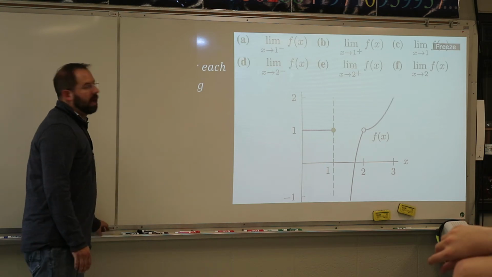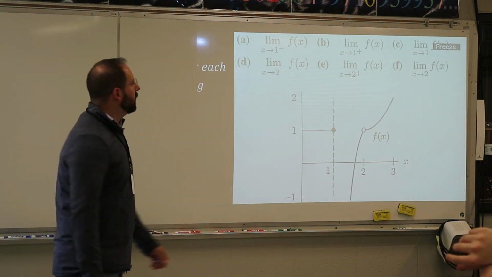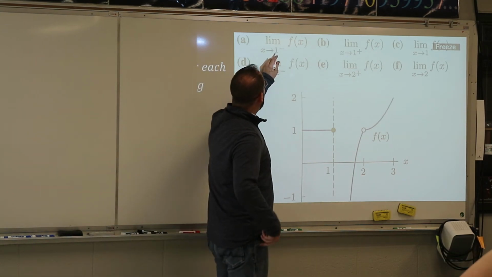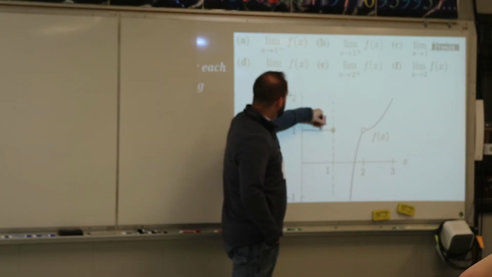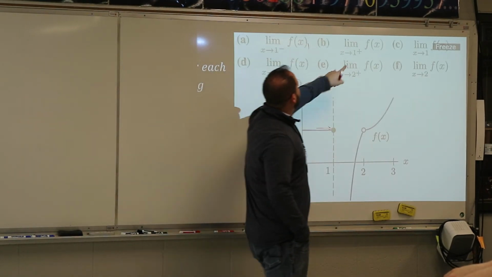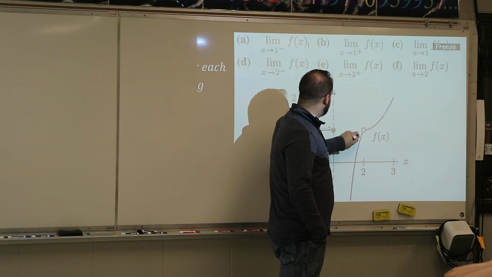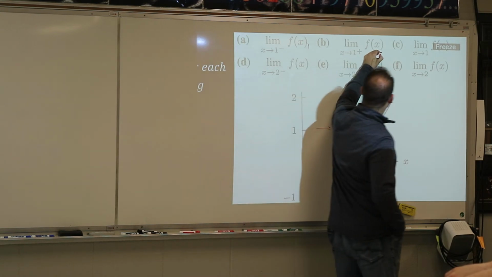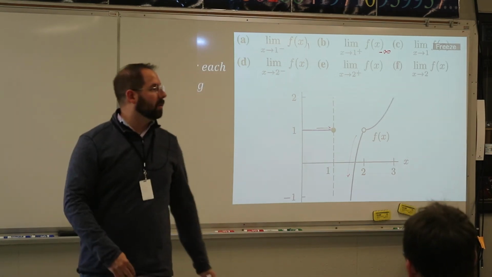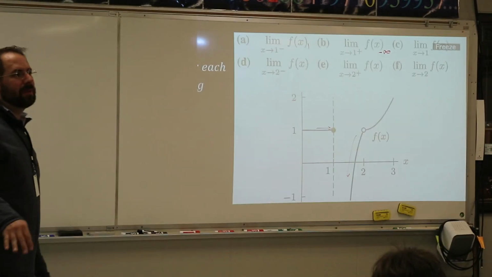Okay, alright. Here we go. I'm gonna go through the answers really quick. Pay attention. First one, as you approach 1 from the left side, your answer is 1. The next one, as I approach positive 1, it's going towards negative infinity. That thing is sloping downwards.